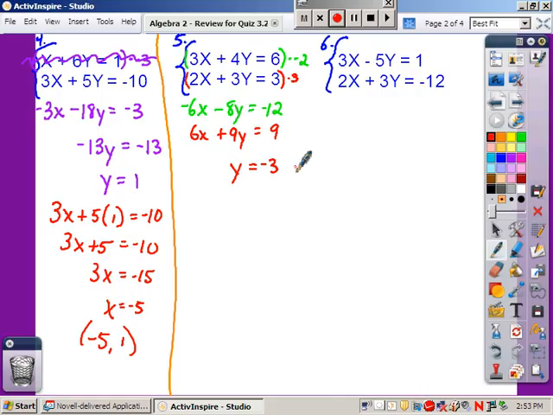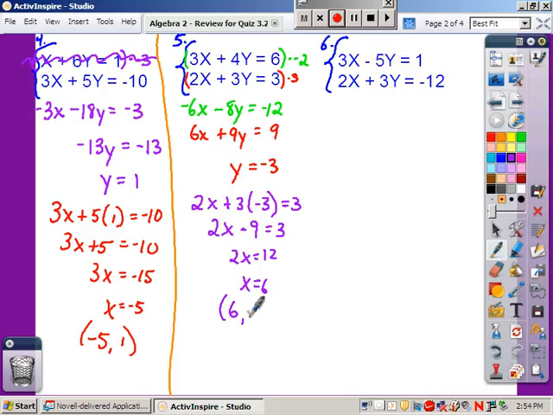Okay, take your answer for y. You can actually use either of these two new equations you wrote or even one of your old equations. I'm going to use an old equation because this 2x plus 3y equals 3 looks really nice and easy to me. So I'm taking this equation, I'm just going to put negative 3 in for y. So 2x plus 3 times negative 3 equals 3. 2x minus 9 equals 3. Add 9, I get 2x equals 12. And so when I divide, I get x equals 6. Final answer is 6 comma negative 3.